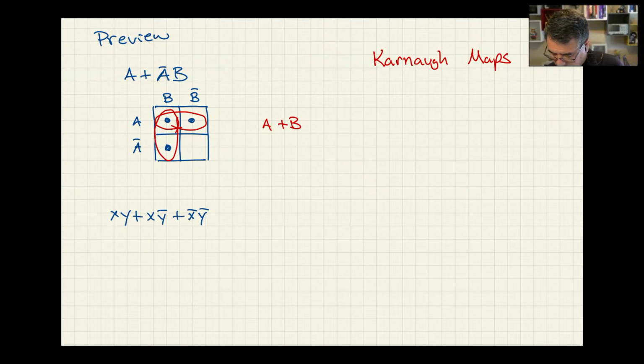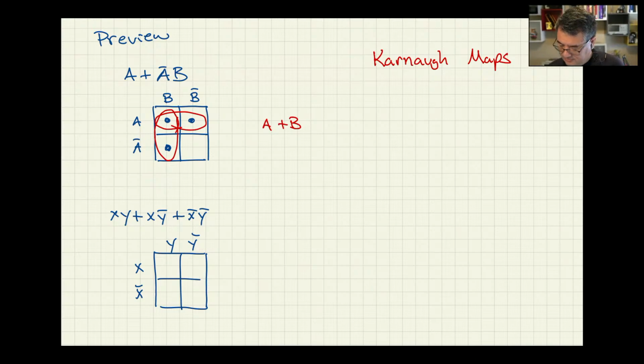So for this second problem down here, same idea. You draw a grid. Down one side, you put one of the variables, and across the top, you put the other variable, and then you start putting dots in there. So there's going to be a dot in the top left, a dot in the top right, and a dot in the lower right. And then we end up with a circle here and a circle here. So the answer is obviously x plus not y. And I think we did that one as well.